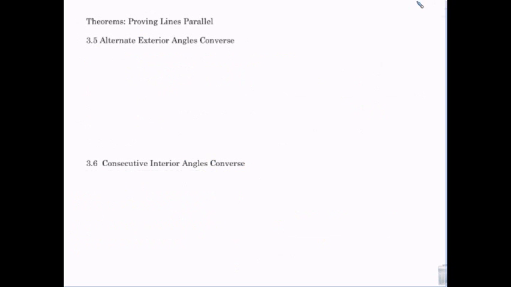In addition to the two new postulates, we've got four theorems. Okay. We have the alternate exterior angles converse and the consecutive interior angles converse. So basically we're doing the converses of all the theorems I gave you in the earlier section. So let me pause this.